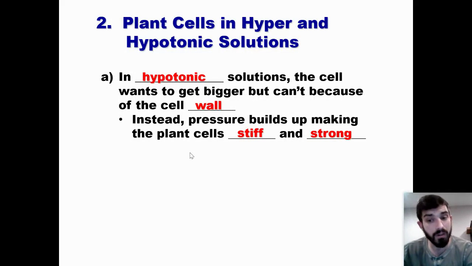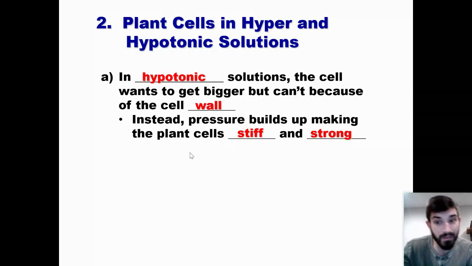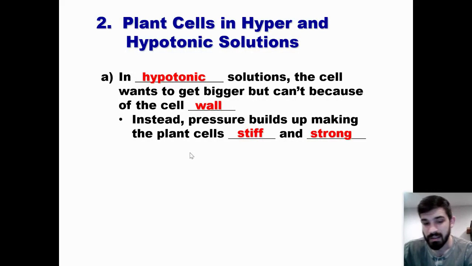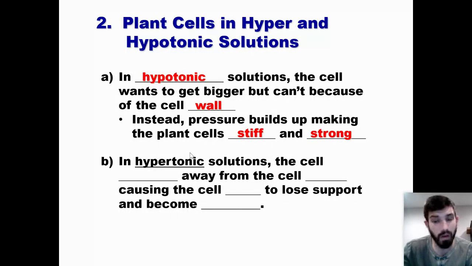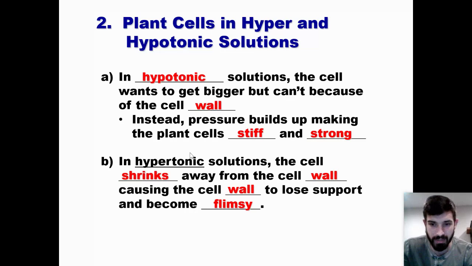If you don't water your plants, though, then you're really putting your plants in a hypertonic solution. If you put your plants in a hypertonic solution, then the water is going to leave the plant cells, making the plant cells shrink, and that's going to not support the cell walls. And if the cell walls aren't supported, then they're going to wilt and be flimsy. Water your plants.